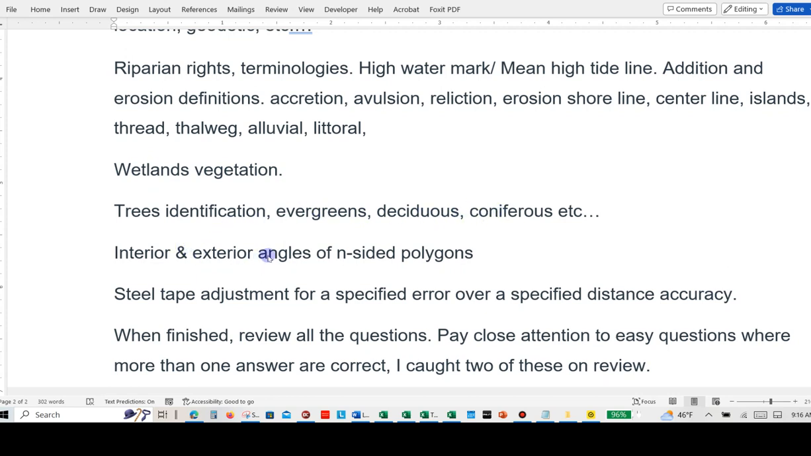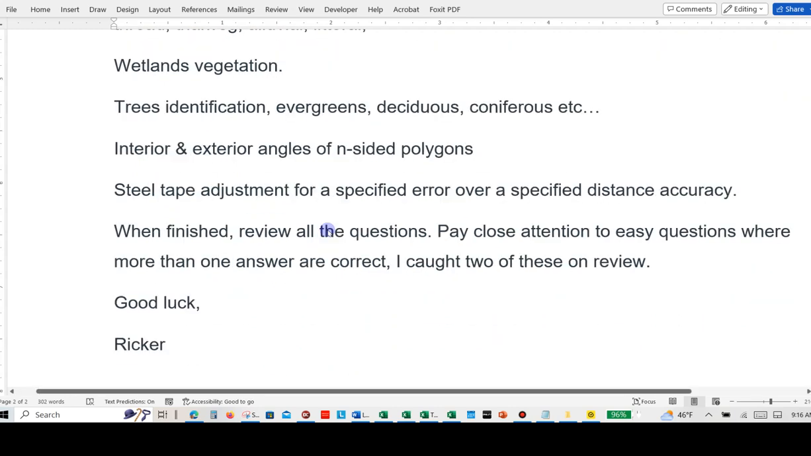Interior and exterior angles, how to calculate those, and plus 2 and minus 2 times your 180. Steel tape adjustment. Let's say you have a tape that's been stretched out. It's half an inch long at 100 feet. It's 700 feet, or 722 feet. What's the actual distance?